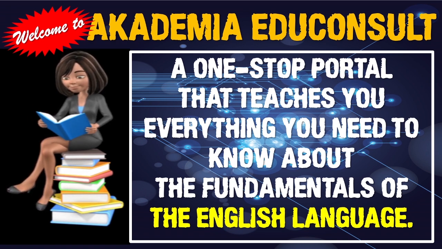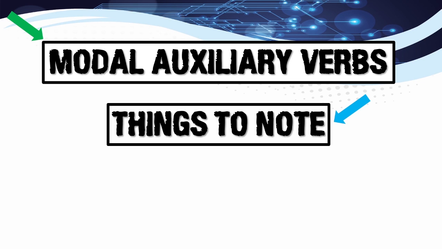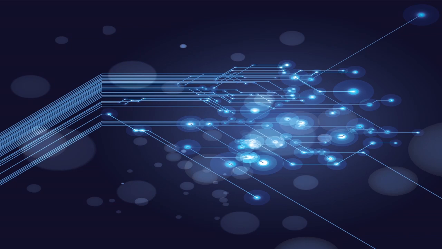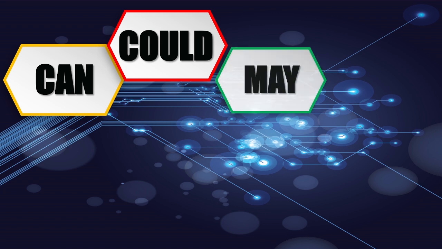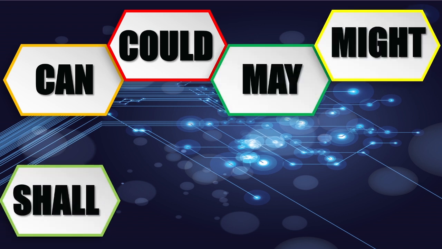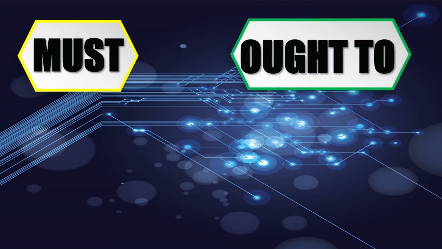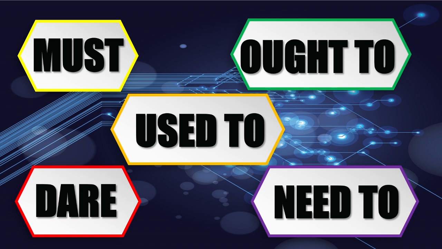the English language. In this video, we are going to be looking at the modal auxiliary verbs. We're going to look at the things that we need to note. We're going to look at the uses of the modal auxiliary verbs in all their forms. We'll look at can, what it is used for. We're going to look at could, may, might, shall, should, will, would, must, ought to, used to, dare, and need to. We're going to look at the uses of all these listed modal auxiliary verbs.